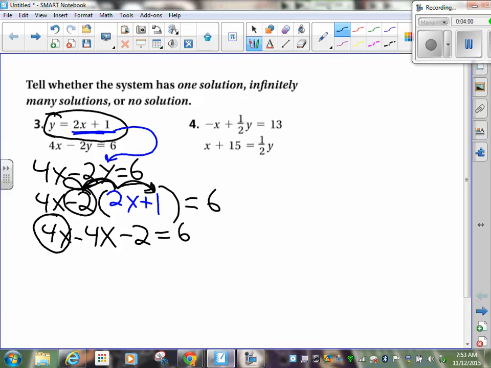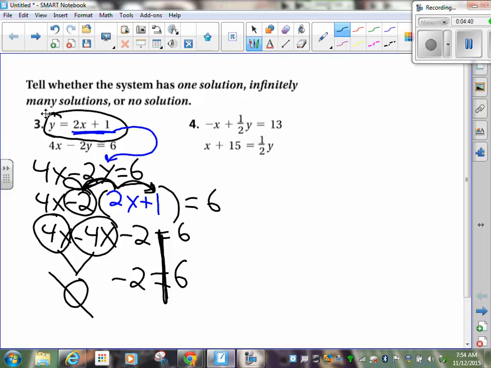So I want to see where the circles are. Where is my wall? If I have 2 circles on the same side of the wall, what am I going to do? Right. I'm going to combine them. You guys agree? Okay. So let's combine them together. 4x minus 4x is 0. So they cancel each other out. I don't need the 0 there because there's nothing there. What am I left with? -2 equals 6.